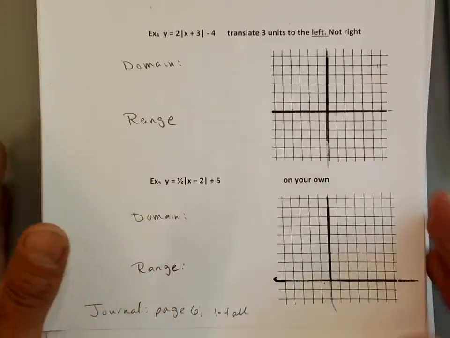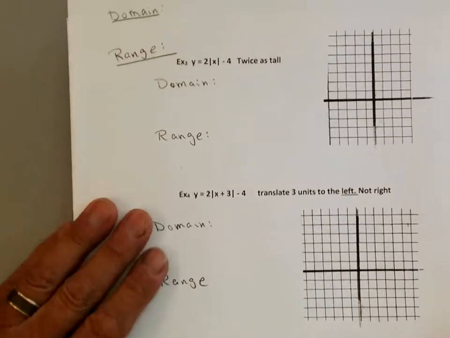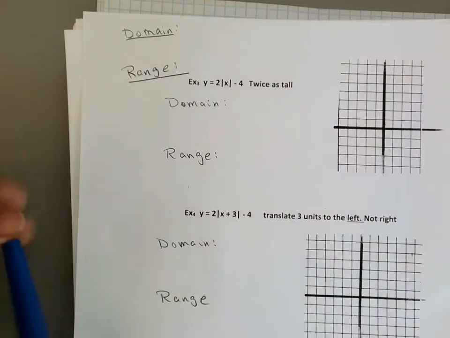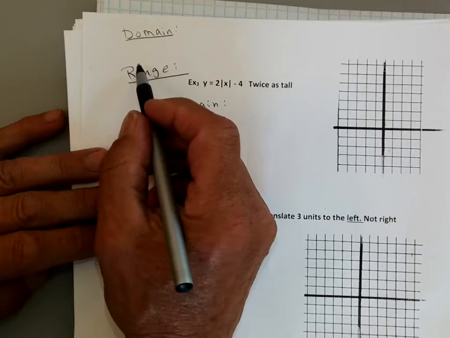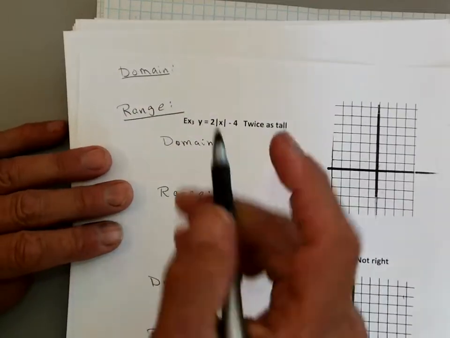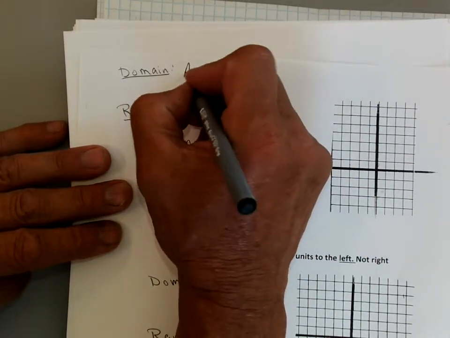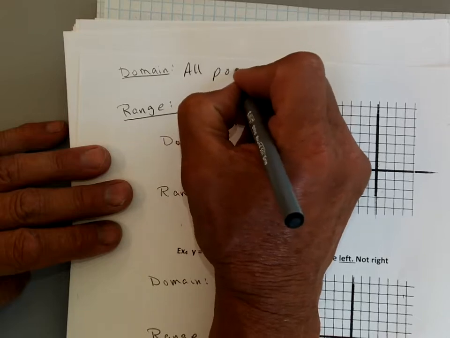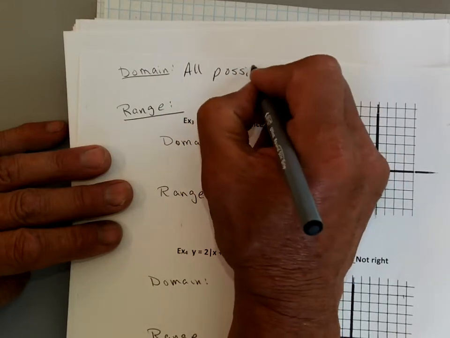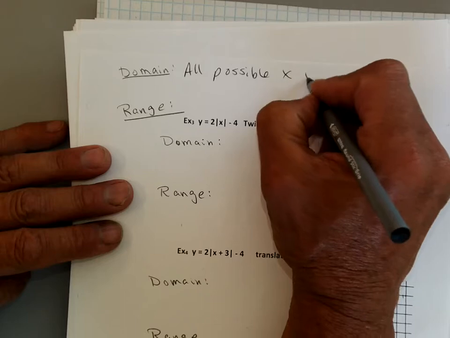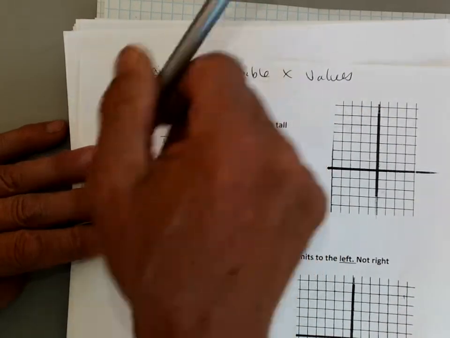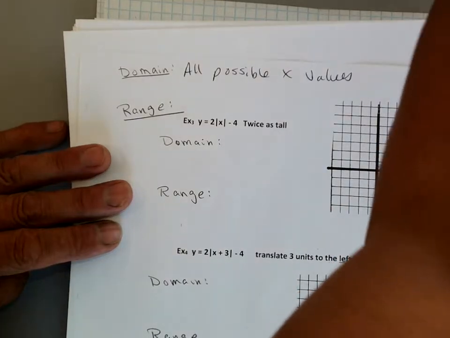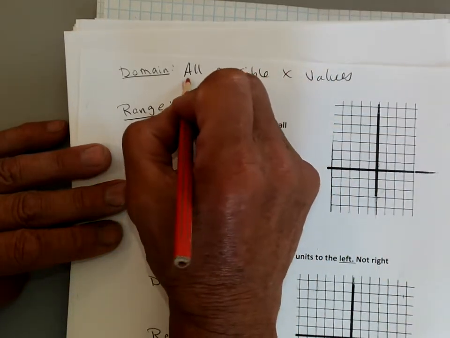Now, let's talk about domain and range. It's super important for math classes coming up, especially if you hit pre-calc and calc. You better know what the definition of domain and range is. So domain is all possible, you will have to know this, x values, okay? Or sometimes we like to say how wide.